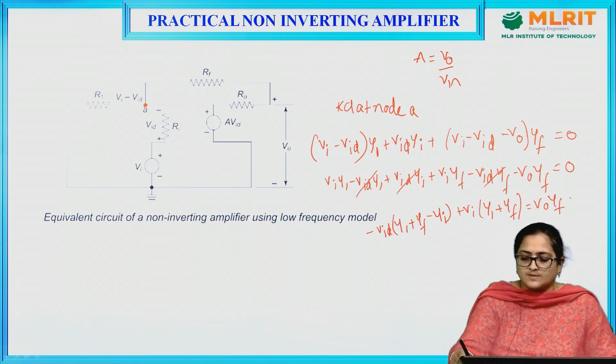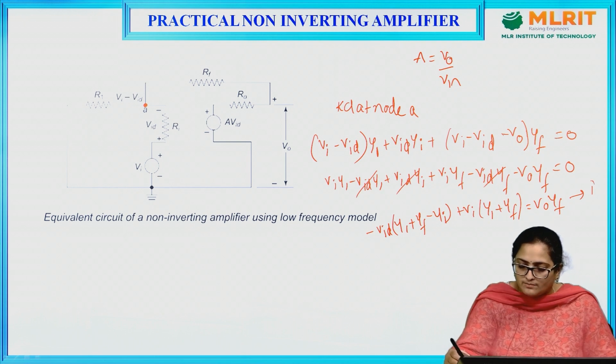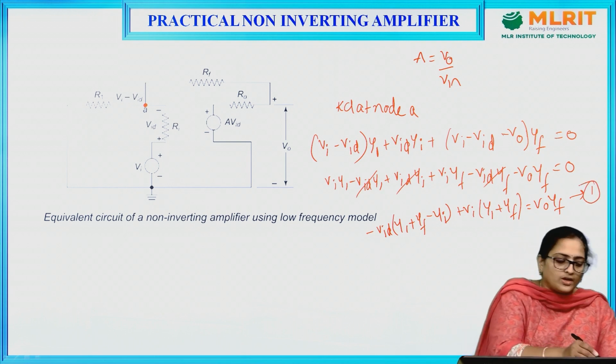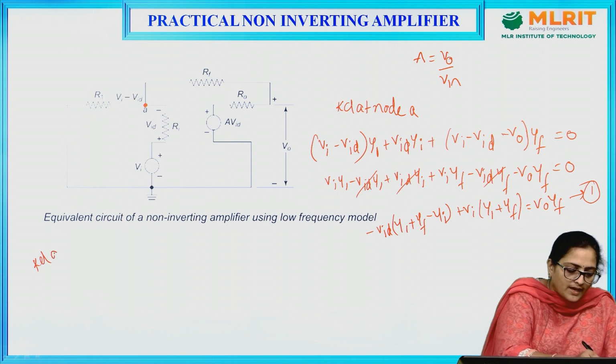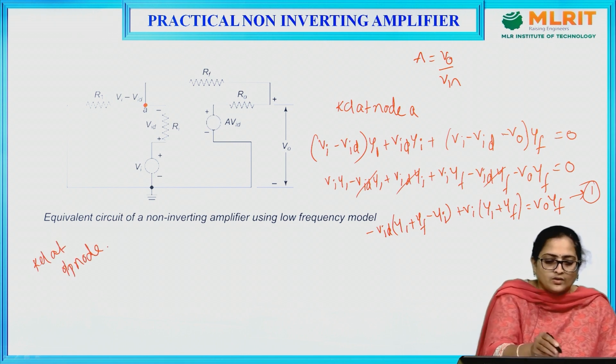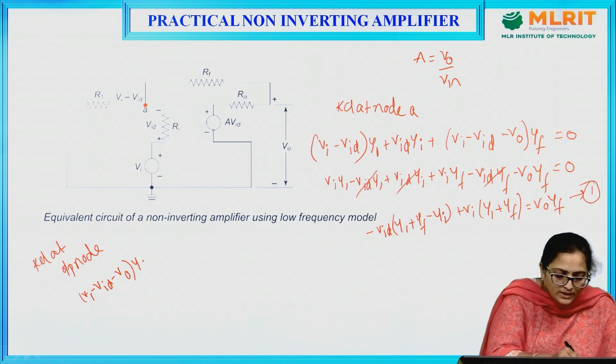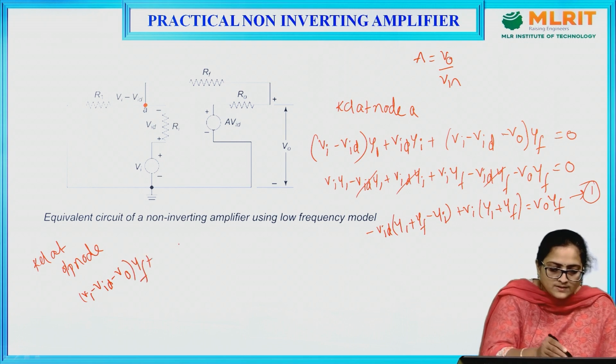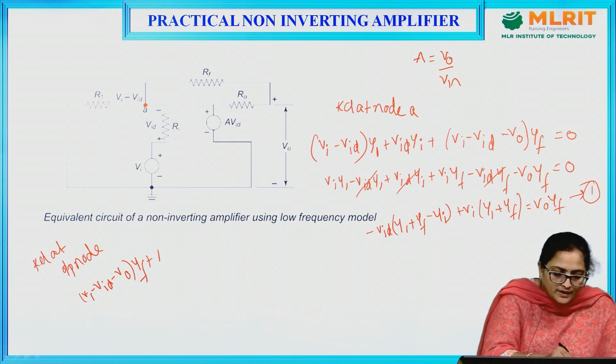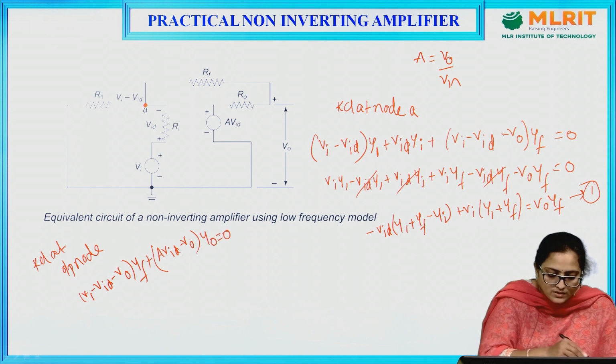You keep this expression aside, this you got in terms of V0, VI and VID, you let it be equation 1. Now, if you apply KCL at the output node, you can write this as VI minus VID minus V0 into YF plus A VID minus V0 into Y0 is equal to 0.